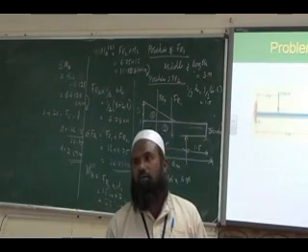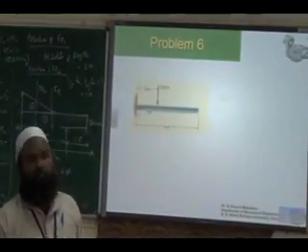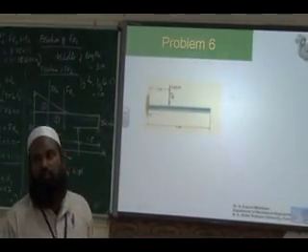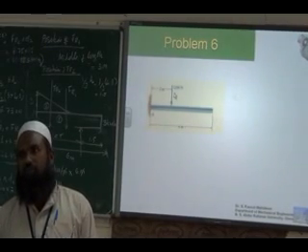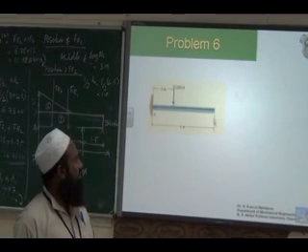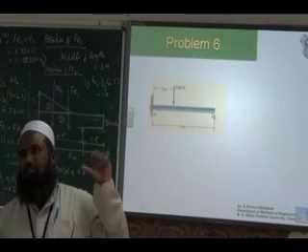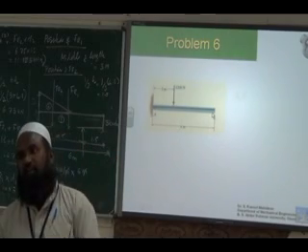Now we will come to the actual problem. With that we will conclude. Okay, I will just show it. We have a fixed beam acted upon by a point load of 1200 Newton. The length of the beam is 6 meters. So this beam is called a cantilever beam. Okay, it's fixed at one point, free at the other end.